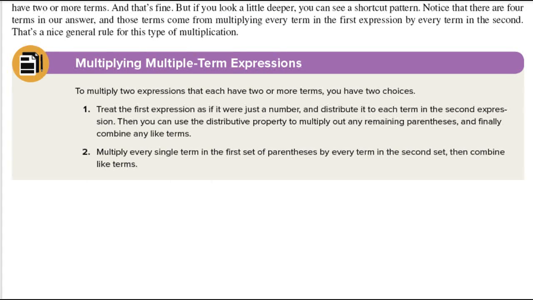So multiplying multiple term expressions. Multiply two expressions that each have two or more terms. You have two choices. Treat the first expression as if it were just a number. Distribute to each other, and then you distribute over that one. Or you multiply every single term in the first set by every term in the second set, then combine like terms. Okay.